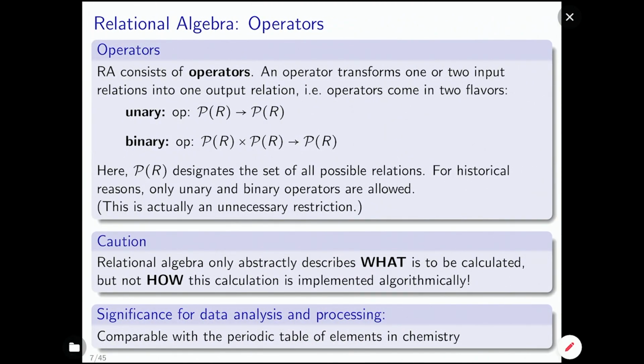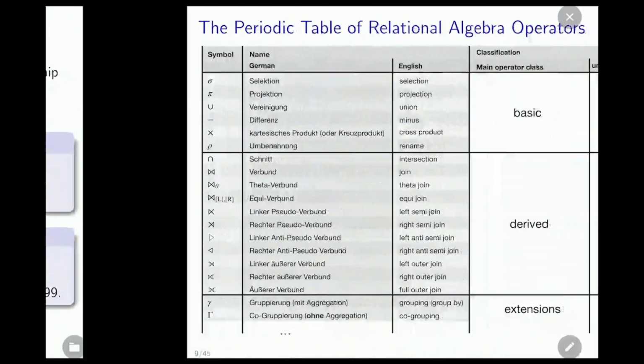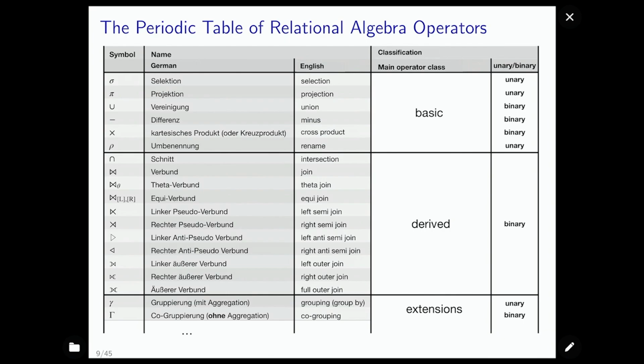And the significance for data analysis and processing is like the periodic table of elements in chemistry. It's so fundamental, you see it everywhere. That's why I try to put it in, not with the number of neutrons and electrons and stuff like that, but that's how this periodic table of relational algebra operators looks. There are more, don't worry, we're not going to look at all of those.